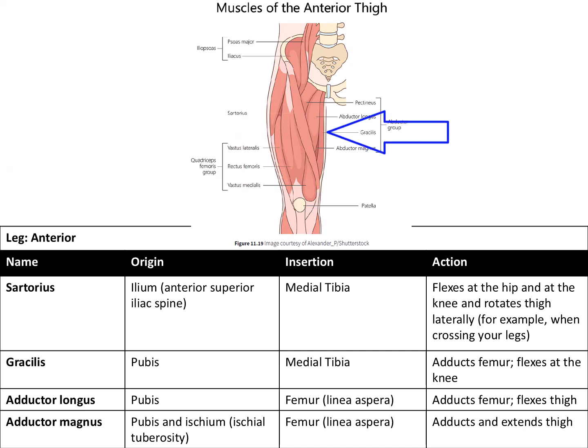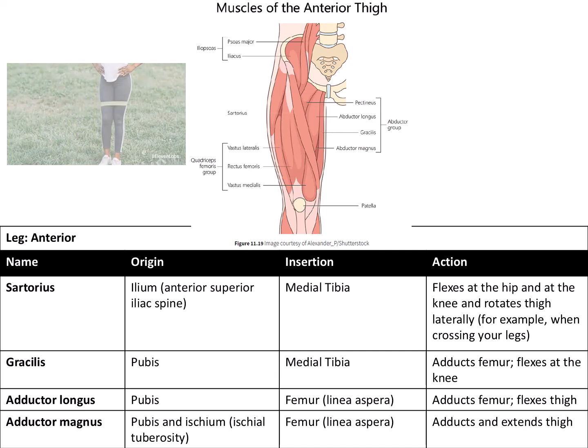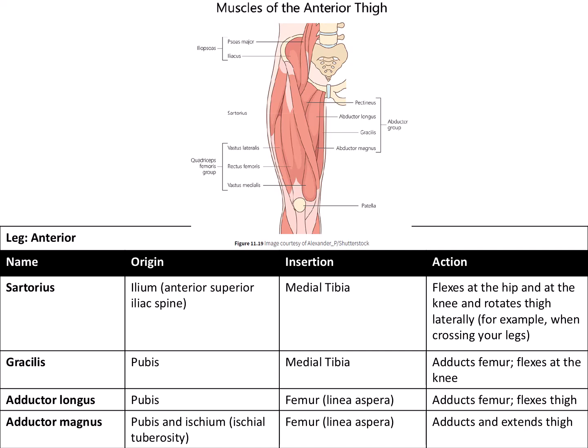Gracilis is the most medial thigh muscle. This muscle originates on the pubis and it is inserted on the medial tibia. When it contracts, it adducts the femur and flexes the leg. The adductor longus originates from the pubic bone and inserts on the linea aspera of the femur. When it contracts, it adducts and flexes the thigh.